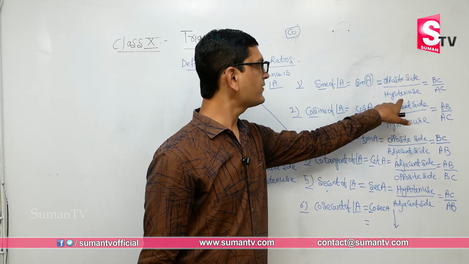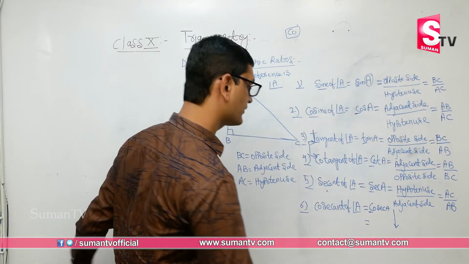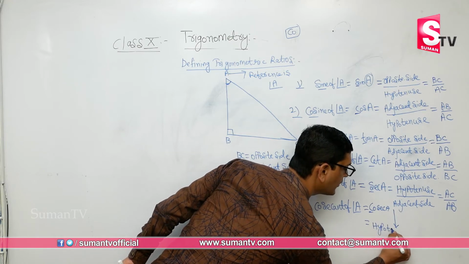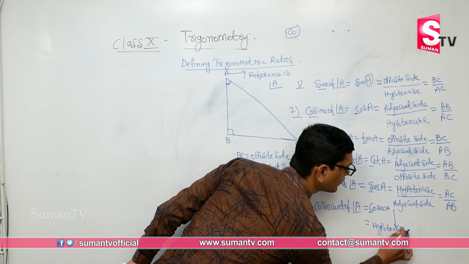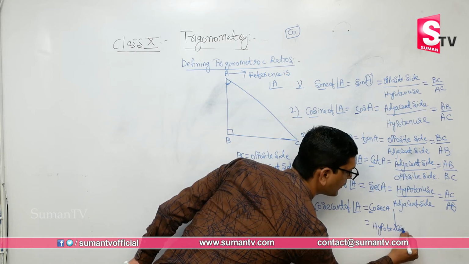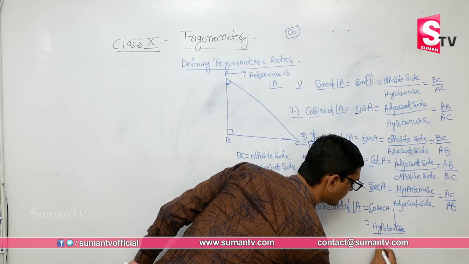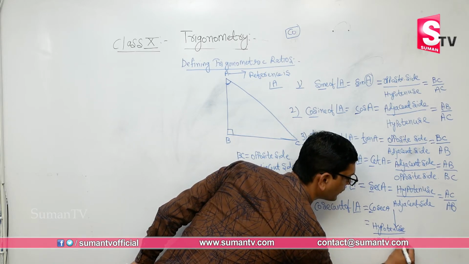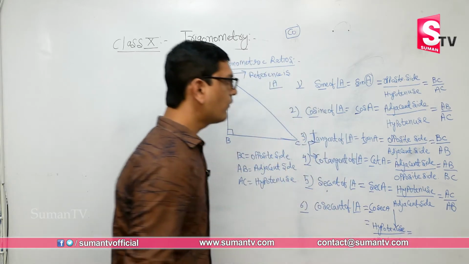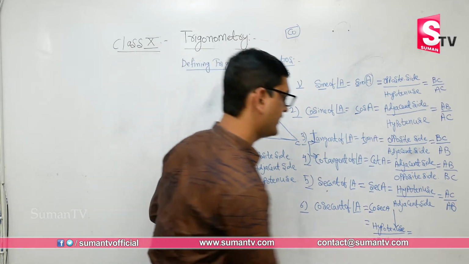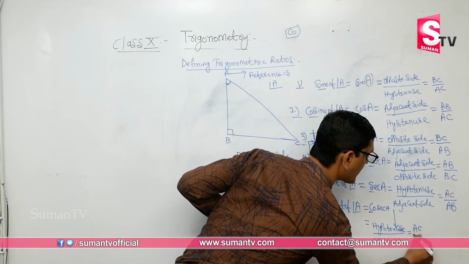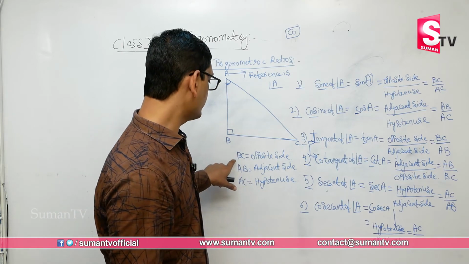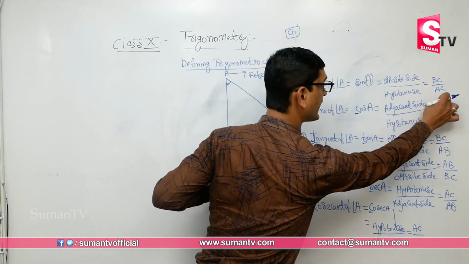So I'll write it as hypotenuse by opposite side. What is the hypotenuse? AC, and the opposite side is BC. So AC by BC.